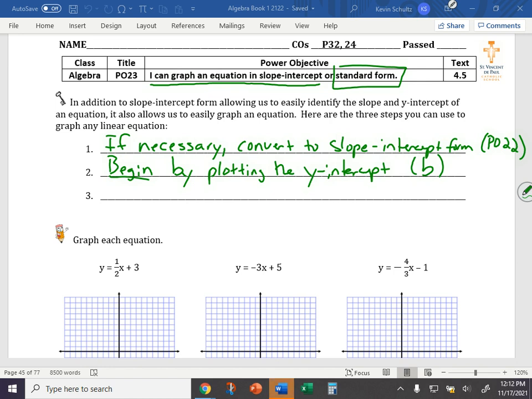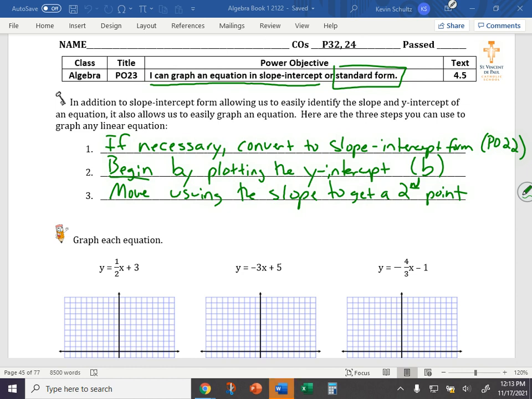You plot that point first. Once you do that, your second step, your final step to graph it, is you move using the slope to get a second point. Because you only need 2 points to graph a line. The first one comes from your y-intercept. The second one comes from using the slope.